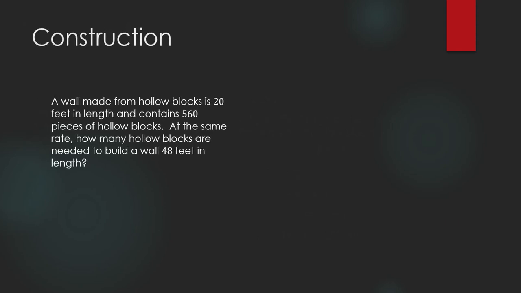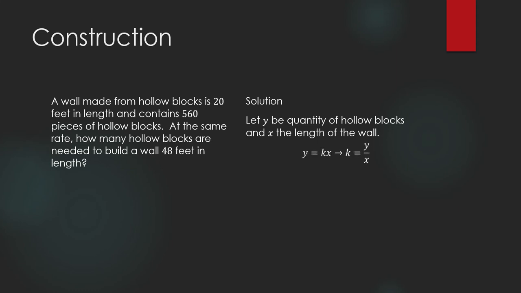Just like what I told you, how the constant of proportionality will appear depends on how you will define your variables. So in this case, we will define our variables differently. Let y be the quantity of hollow blocks and x the length of the wall. So in the earlier solution, y was the length of the wall and x was the quantity of hollow blocks. But this time, we are interchanging our variables. Y is the quantity of hollow blocks and x is the length of the wall. Still, this is our equation.